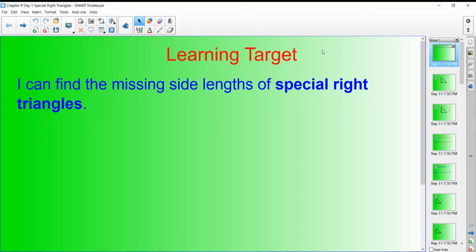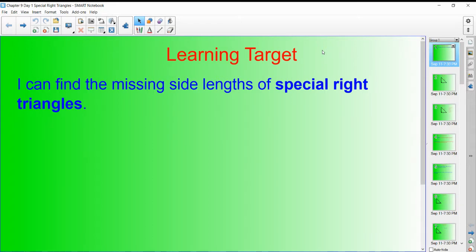Hello, everyone, and welcome to our unit on trigonometry. In this chapter, we're going to be dealing with triangles and circles. We're going to learn about something called the unit circle. But first, we're going to start with some special right triangles.